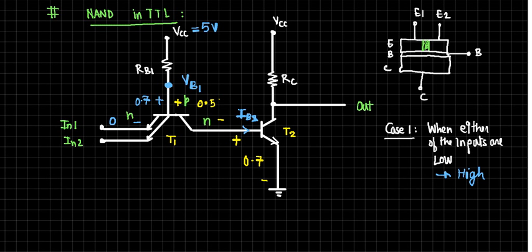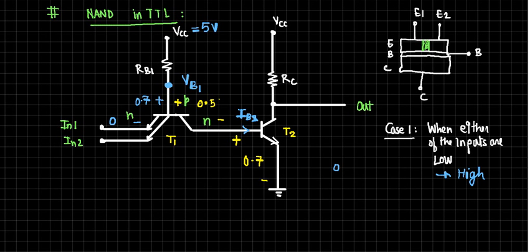Alright. This is the case when either of the inputs is low. Isn't it? This is valid for this input also. Even if both of them are low, still the voltage drop here would be 0.7, just because they are in parallel. So this will be off.